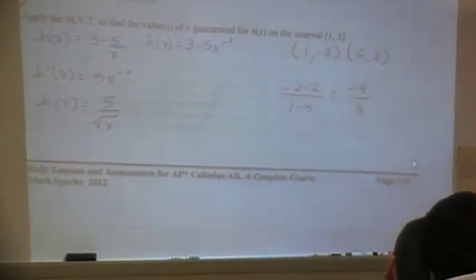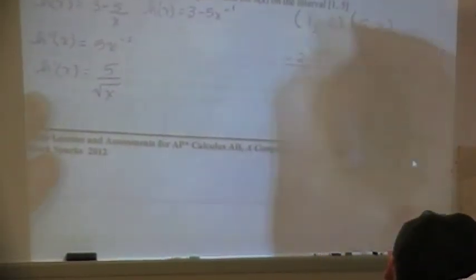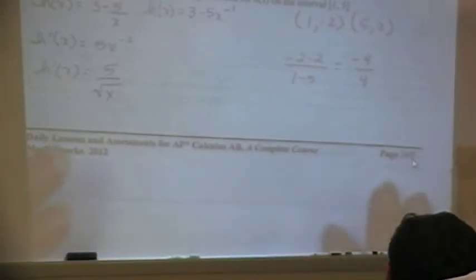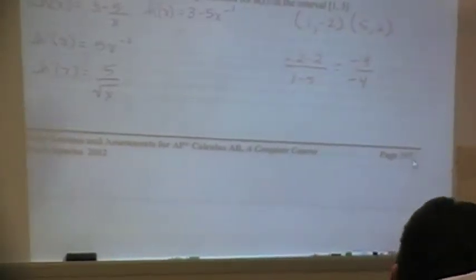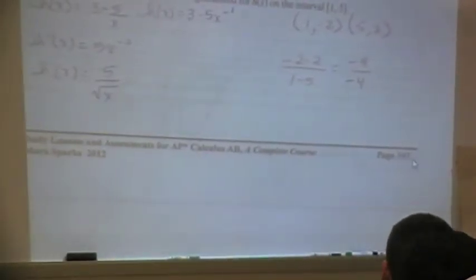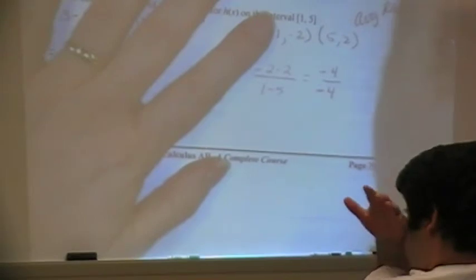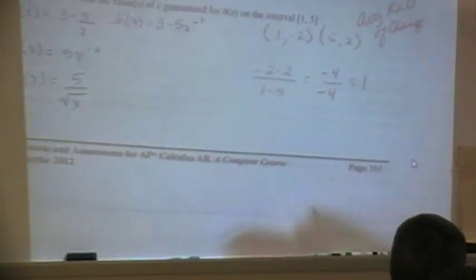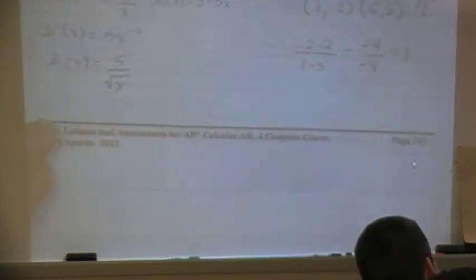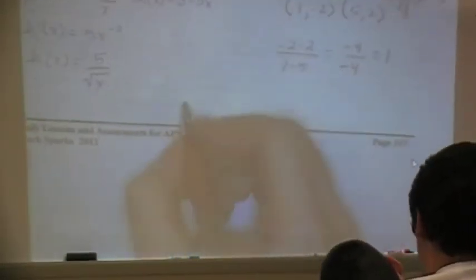Okay. So I'm, in red, I'm calculating the, did I do it wrong? Oh, this is negative. So it comes out to be positive 1. So this is my average rate of change. So now what I want to know is where does my derivative equal 1? So I'm just going to set the two things equal.